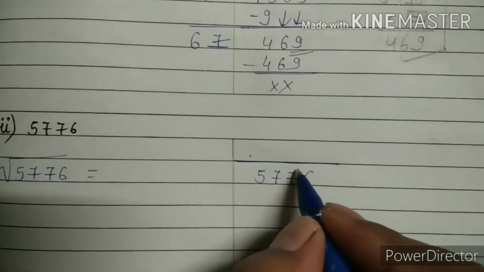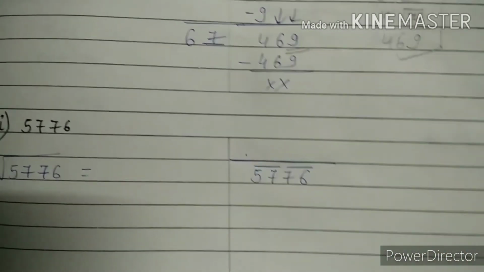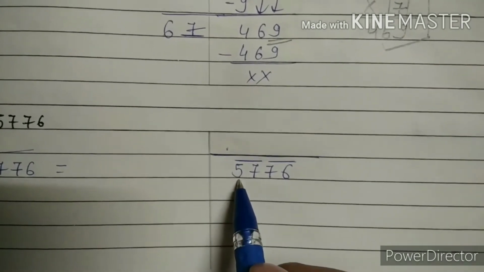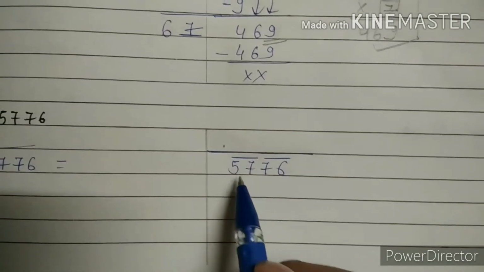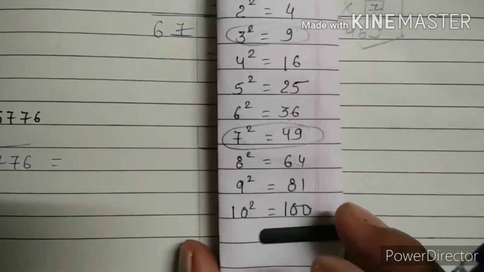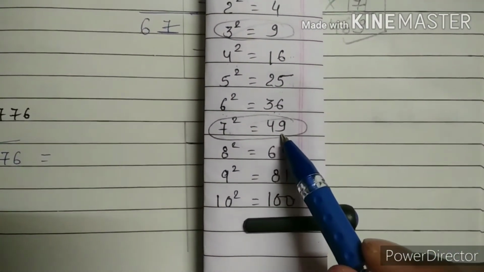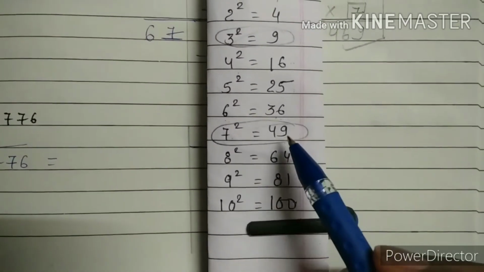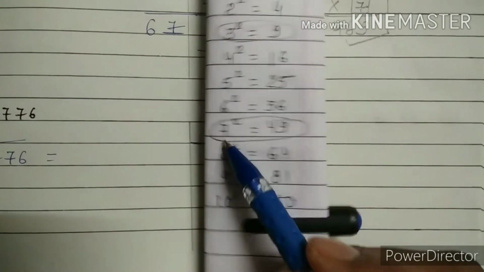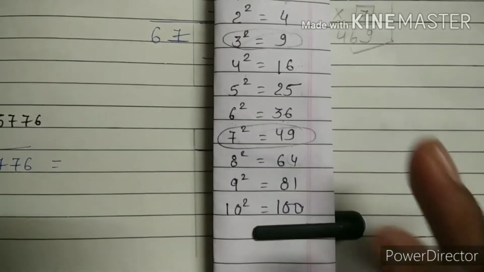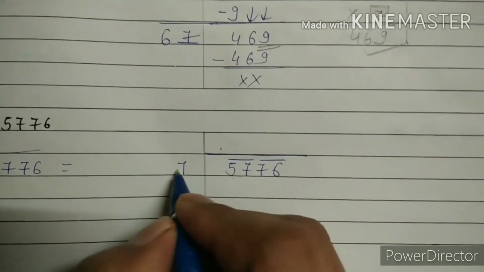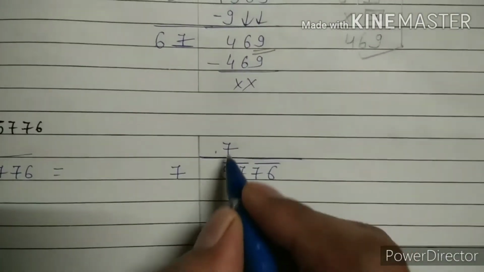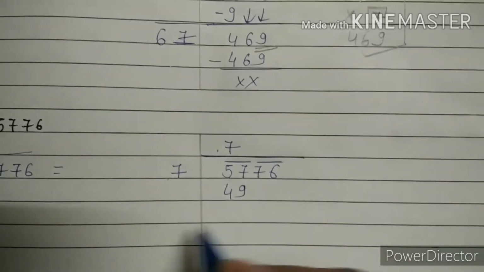Now firstly we will do the pairing such that the first number will be the square less than or equal to 57. Less than or equal to 57 is only 49, because 64 is greater and 49 is the square of 7. So 7 here, and whichever number we write here, we have to write the same number here. So 7 sevens are 49.